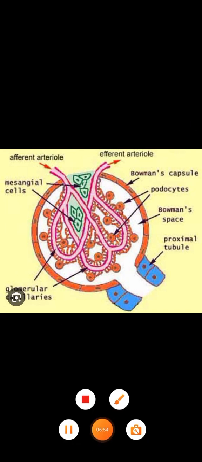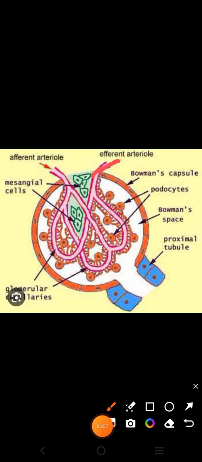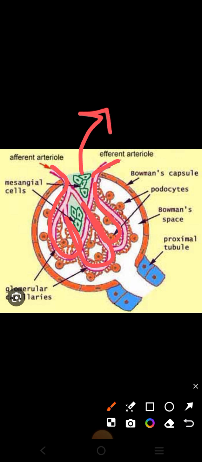Here you can again see the efferent arteriole, and these are your capillaries. After that this is the afferent arteriole, and between your capillaries are some supporting cells which are called mesangial cells, or we can also call it the mesangial matrix. These are also called filler cells because they fill the gap, or we can say they are supporting, so we call them so.